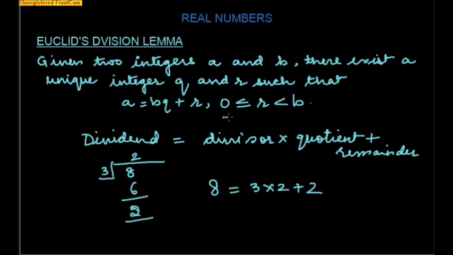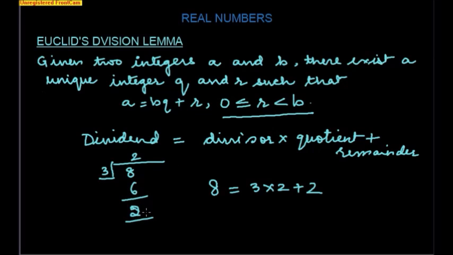Now let us come to this part which says 0 is less than or equal to r is less than b. See that r is the remainder. So when do you stop the division? Either r has to be 0 or r is less than the divisor. Please see, that is b.